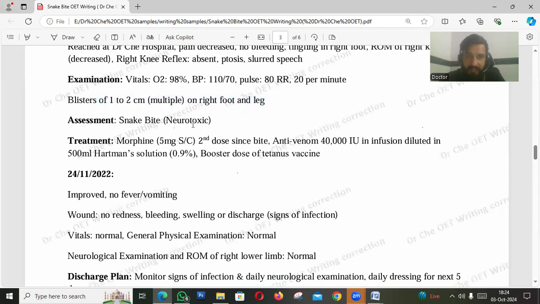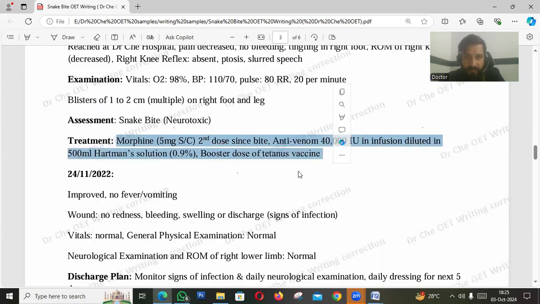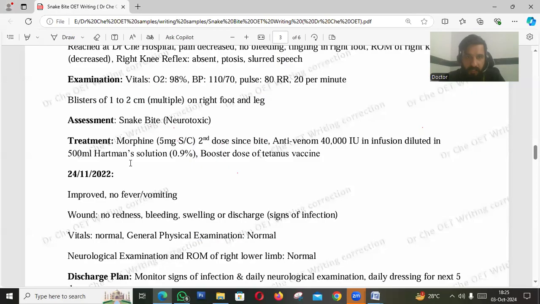Assessment at that time is a confirmed assessment, there is no question mark. Snake bite, and the type of snake bite is neurotoxic. The treatment given at the hospital is this one: morphine, antivenom, Hartmann solution, and vaccination.